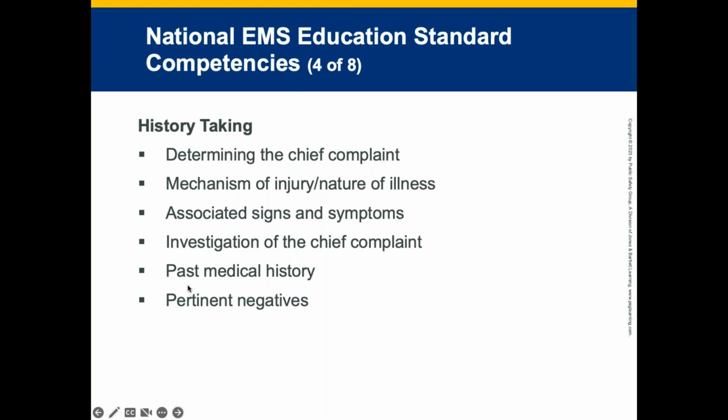We're going to do history taking, determining chief complaint, mechanism of injury or nature of illness, associated signs and symptoms, right? Investigation of the chief complaint. And a lot of people have heard in other classes I've taught before, I talk about interrogation. Really, we're interrogating patients to get that information out to be able to come up with a treatment plan. Pertinent negatives. Does the patient have any chest pain? No. Shortness of breath? No. Pertinent information that has a negative response that helps with your assessment.